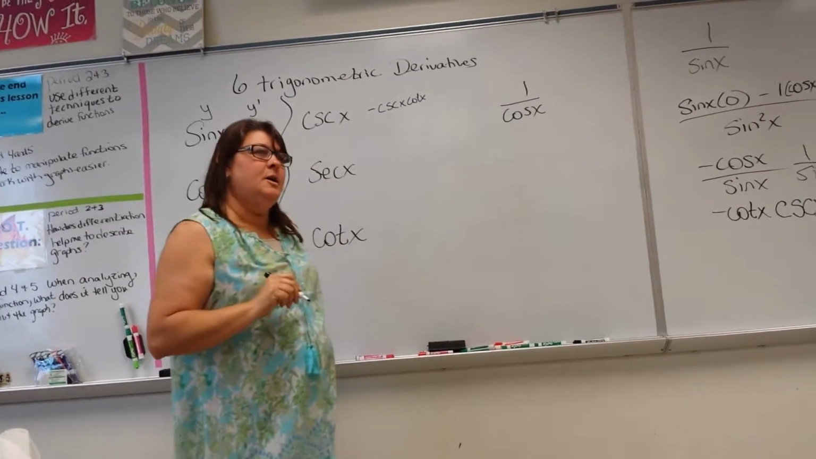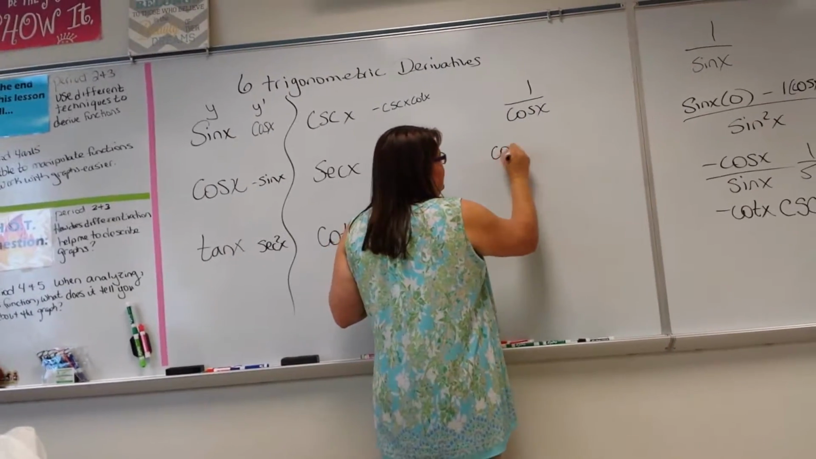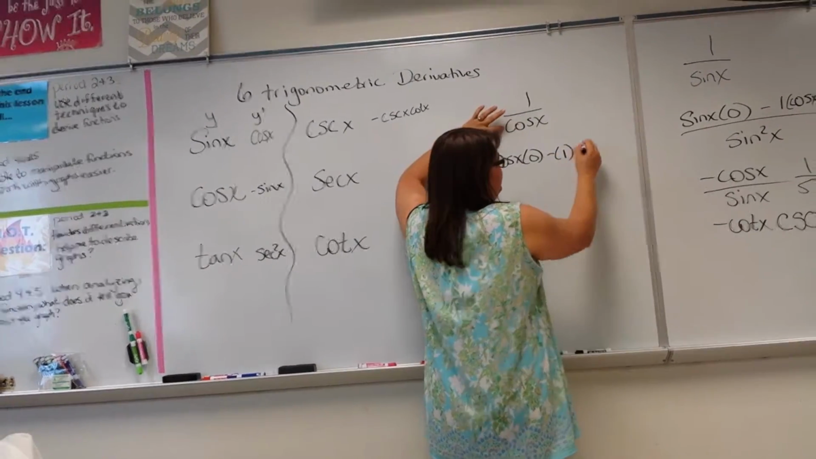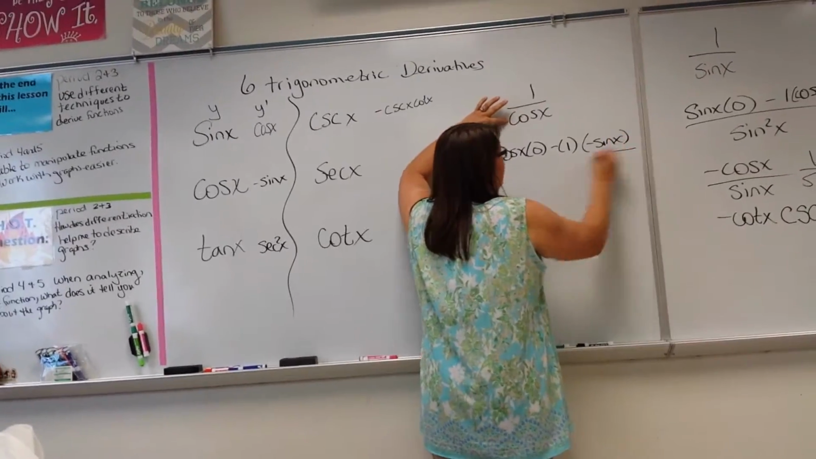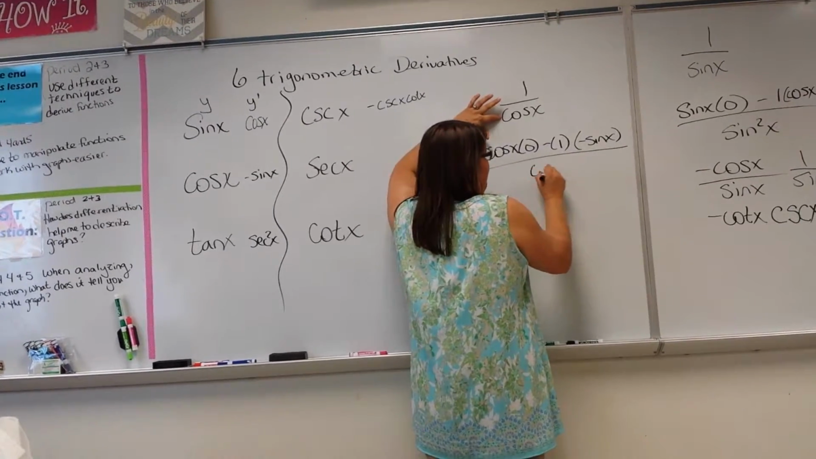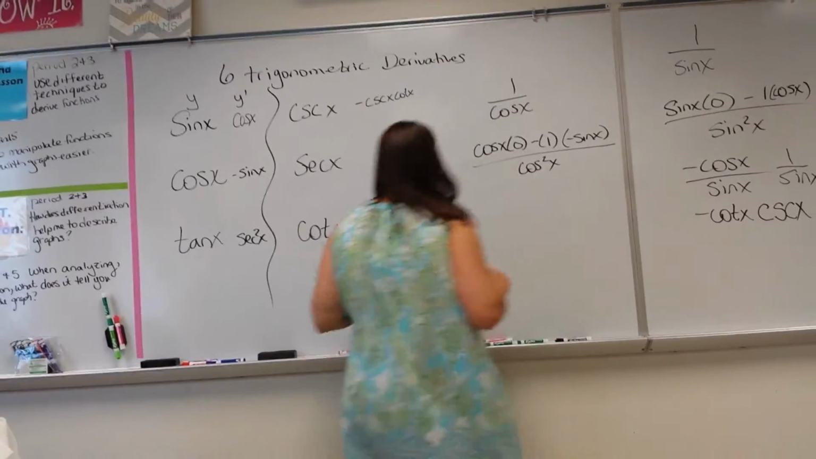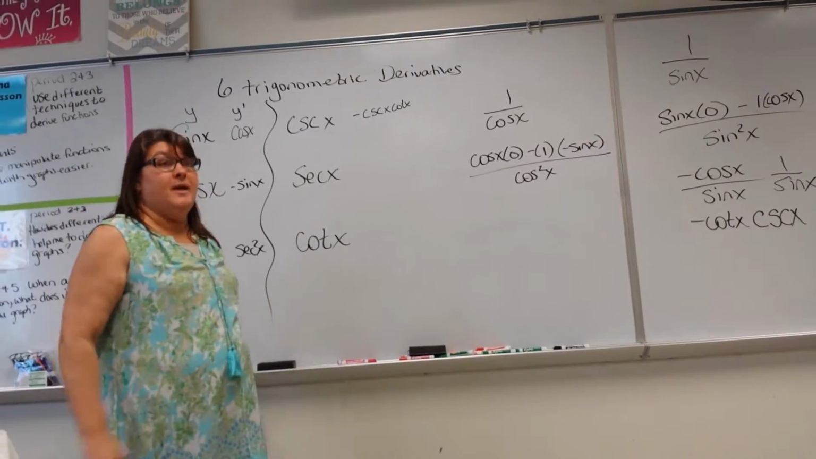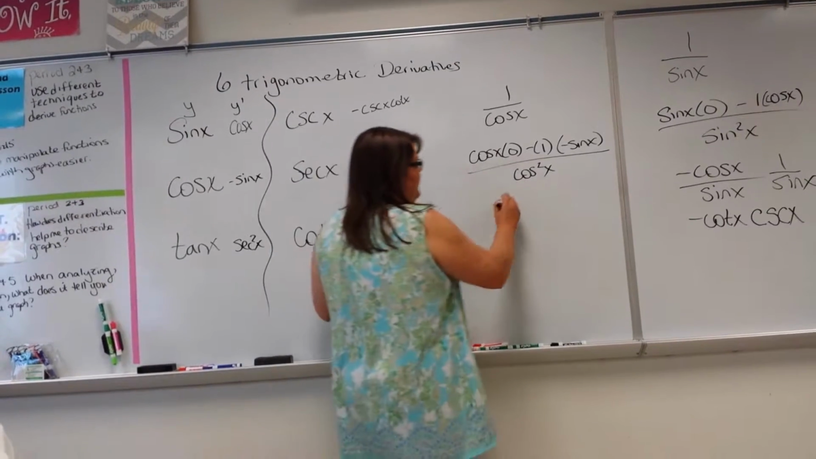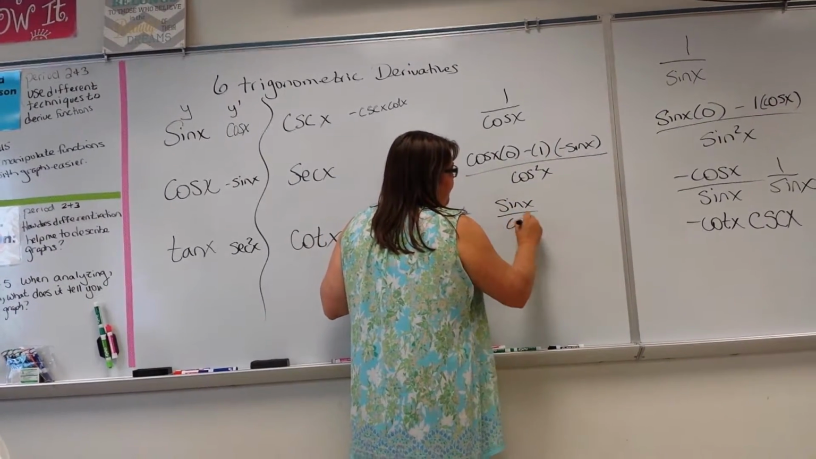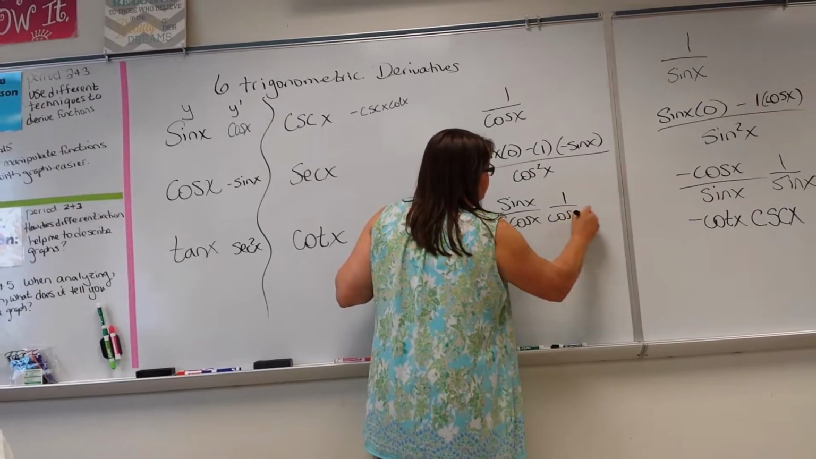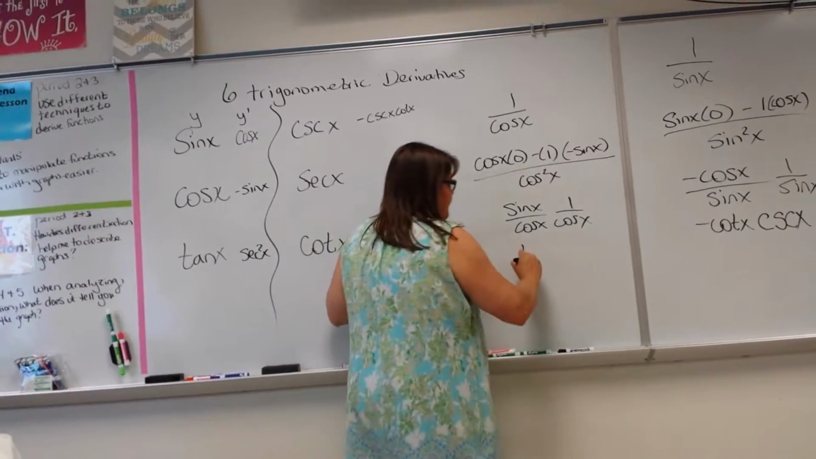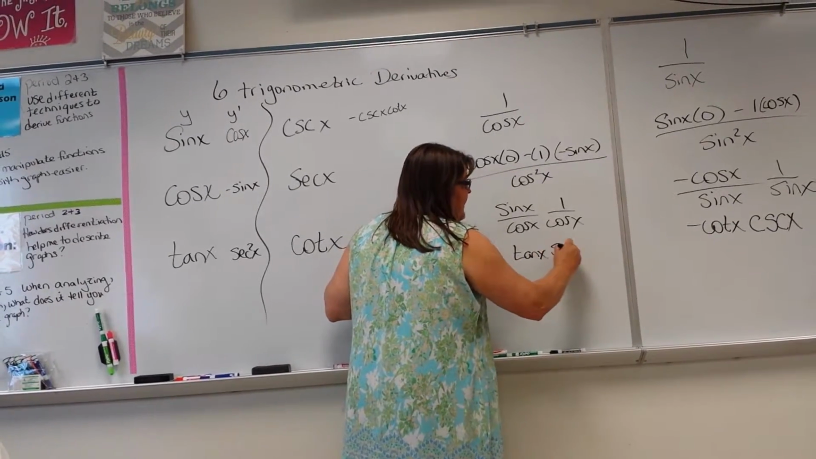1 over cosine. Low d high, cosine times 0, minus high, 1, d low, a negative sine of x, all over cosine squared x. So 0 plus sine, so we have sine over cosine squared, which is sine over cosine times 1 over cosine. So that's tangent and secant, and it is secant tan.